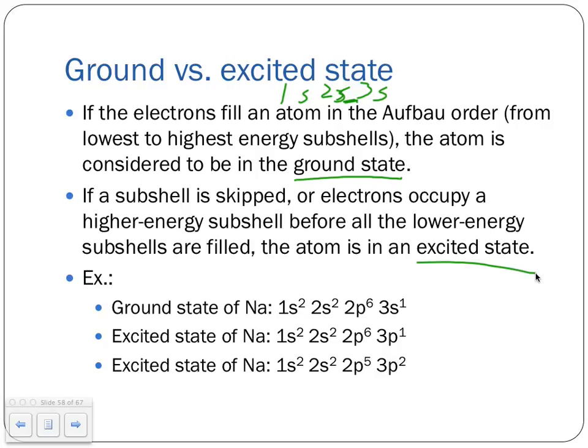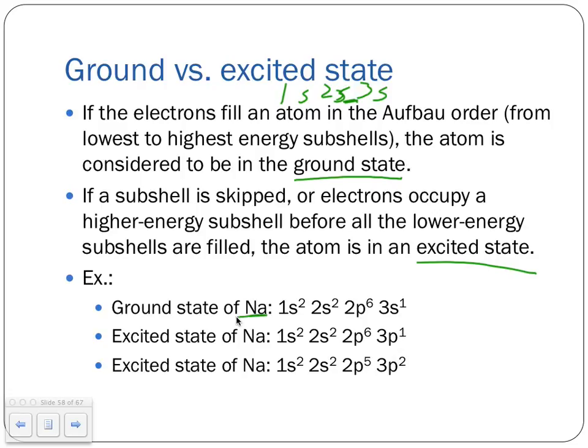So we don't just have to look at whether energy levels are skipped, we also have to look at whether subshells are skipped, or if it jumps to a higher subshell before a previous subshell is filled, we say it's an excited state. And so let's look at 3 different electron configurations, all for sodium, and see if they're ground state or not.